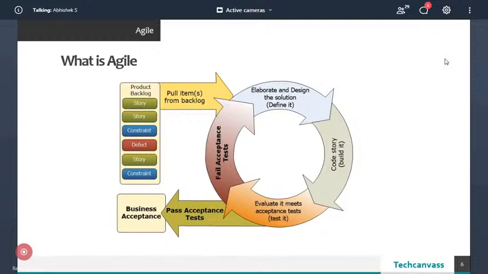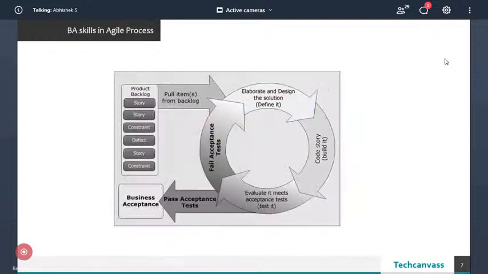And finally, if it passes, at the end of the sprint you have a demo or sprint review, wherein you demonstrate the story to your product owner and stakeholders. If it is accepted, the story is marked for release. If it is not, it goes back to the same cycle: back to the elaboration phase, and again to the story building phase. So it's a vicious circle that keeps continuing.